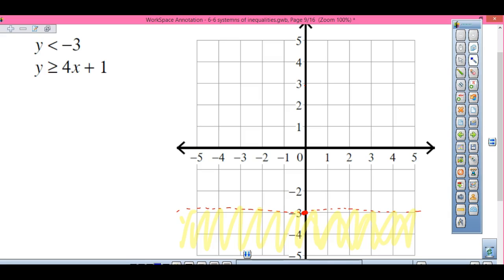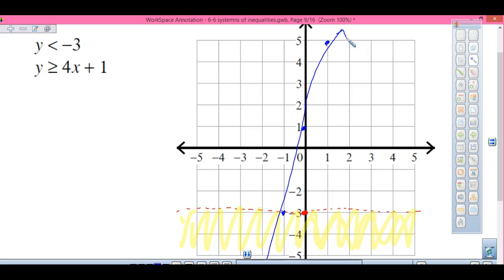Okay, my bottom equation, where do I start? 1, and I do what? Up 4 over 1. I can also go down 4 and to the left 1. Dashed or solid? Wow, I'm making some pretty beautiful lines today, by the way.